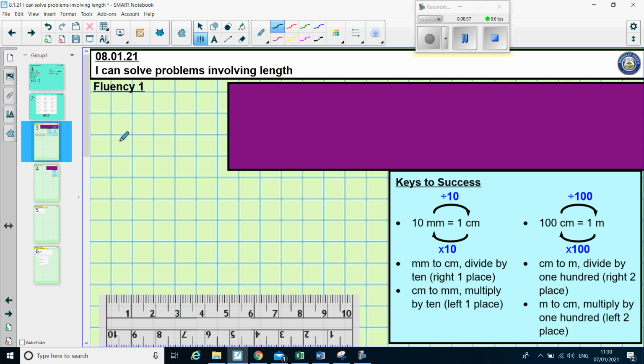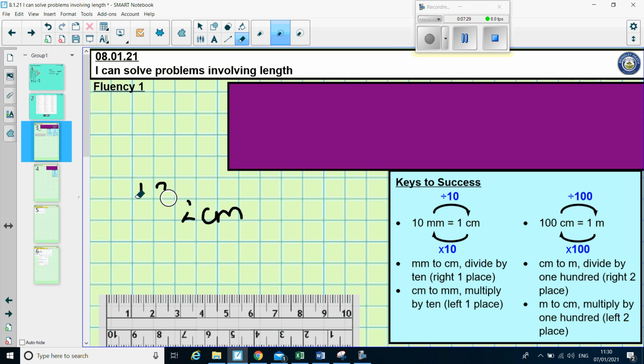So if a question asks me, what is 12 millimetres in centimetres? If it said 12 millimetres, convert this to centimetres. I know if I'm in millimetres and I want to convert to centimetres, I just need to divide by 10. So if I take my 12 and I just need to move it 1 place, okay, because I'm dividing by 10, 12 millimetres is 1.2 centimetres.